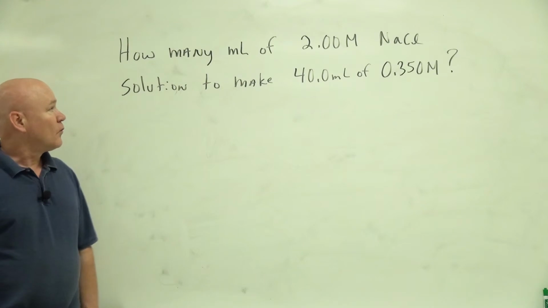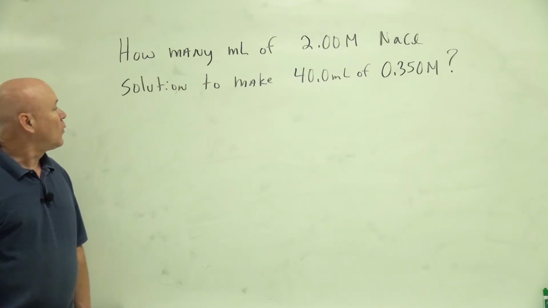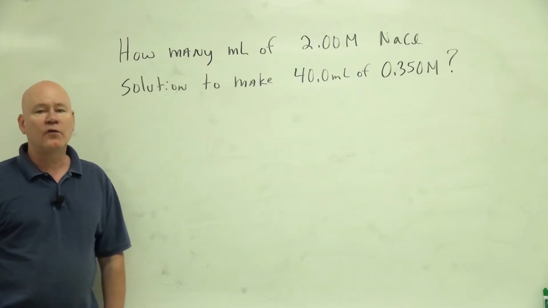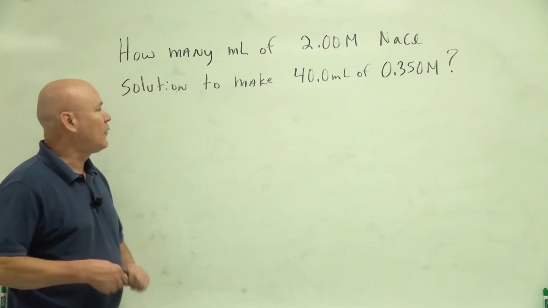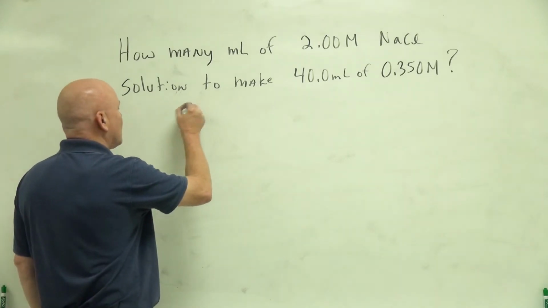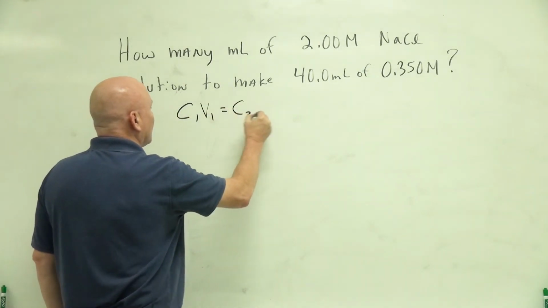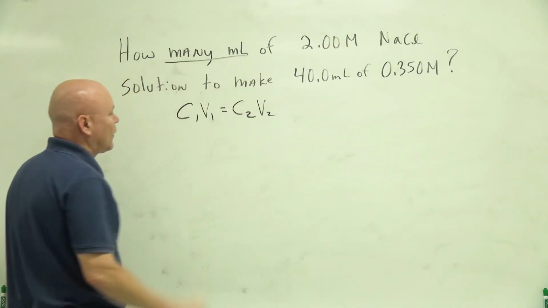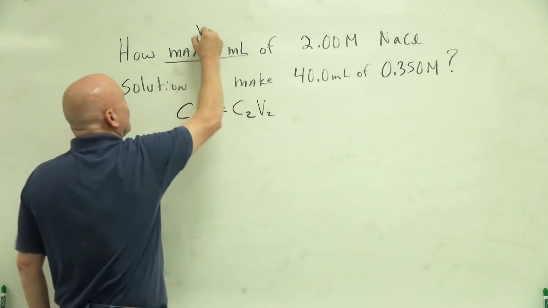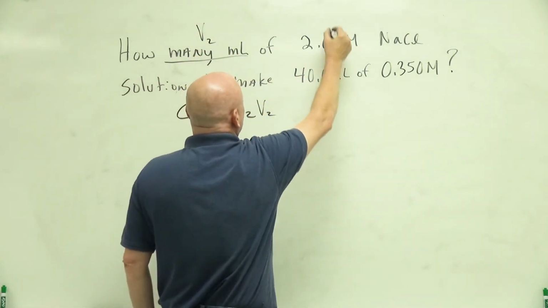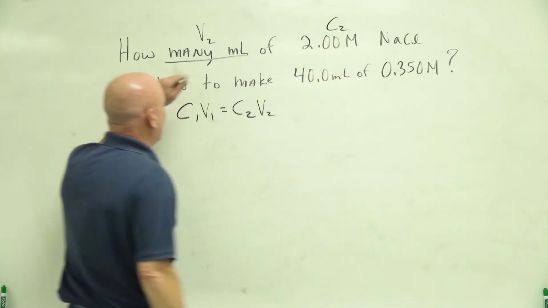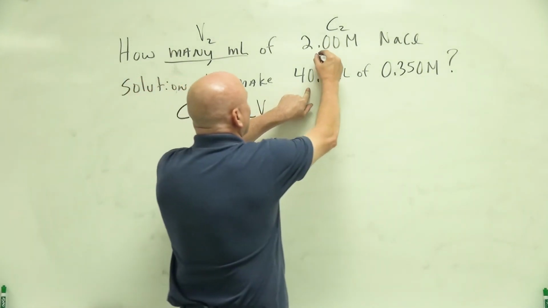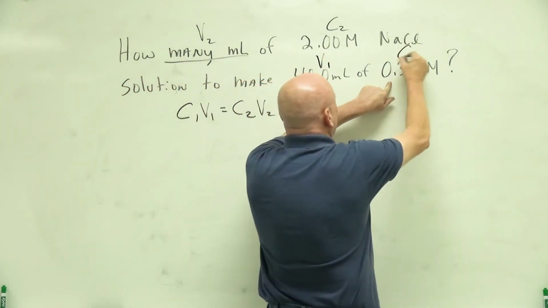How many milliliters of 2.00 molar sodium chloride solution to make 40.0 milliliters of 0.350 molar solution? Well, this is a dilution, and so our equation is going to be C1V1 equals C2V2. And I want to know how many milliliters. Well, tell you what, I'm going to make this V2, which means this would have to be C2 because we're going to keep the molarity with the milliliters that it goes with. And I'm going to say this one's going to be V1 and there's C1.